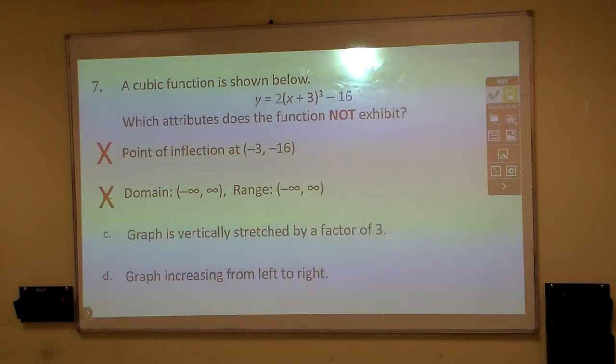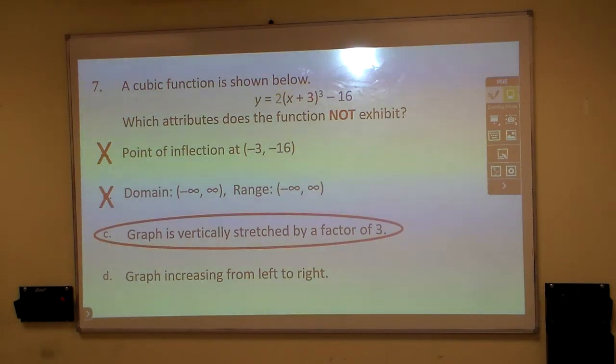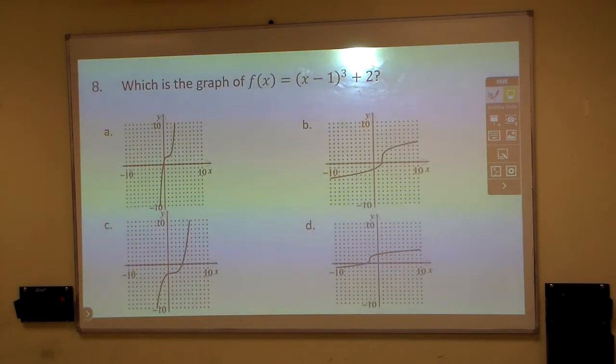So we already determined that, and we do know that it has to be that one right there to graph accordingly, right? And then here, which is the graph of this function right here?